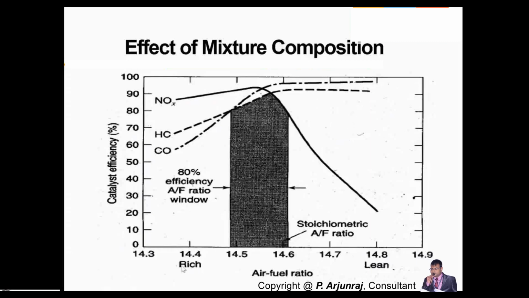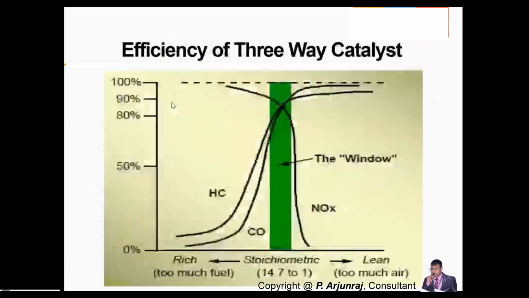And when the engine is running in rich mode, where you get high fuel and less air, the nitrogen oxide emission can be higher, which means the conversion of nitrogen oxide can be higher. So it's not that the nitrogen oxide is going to be higher; it is that you can eliminate or reduce the nitrogen oxide by 90 to 95 percent. So the efficiency will be good.